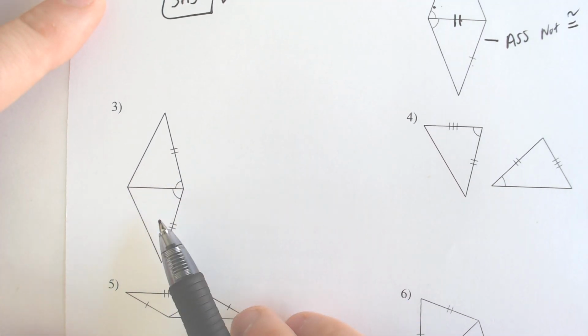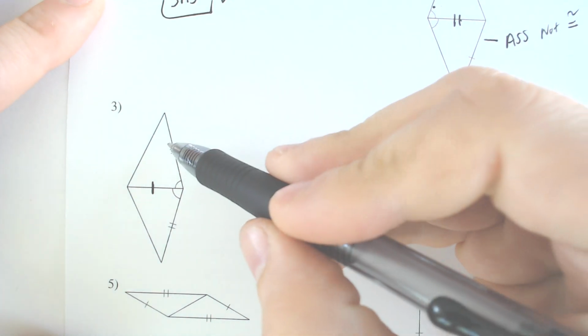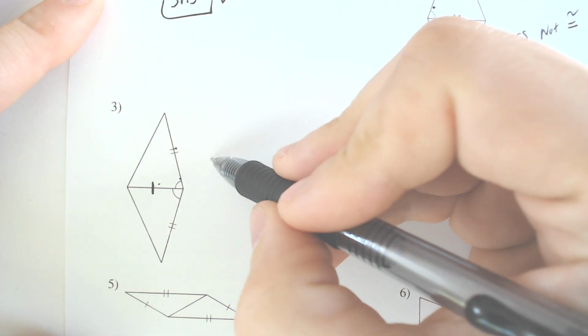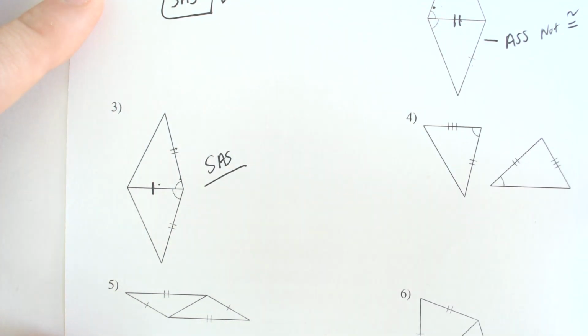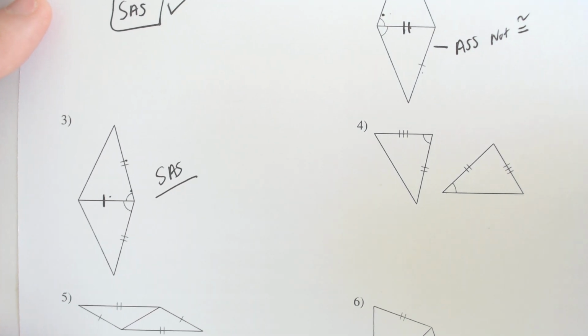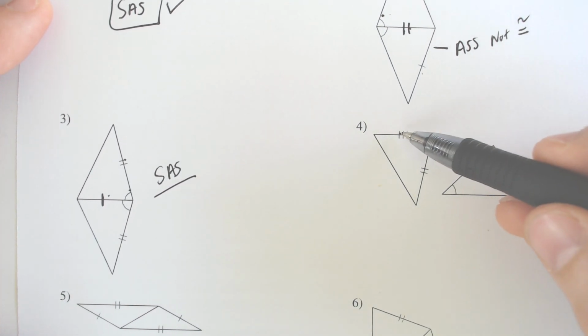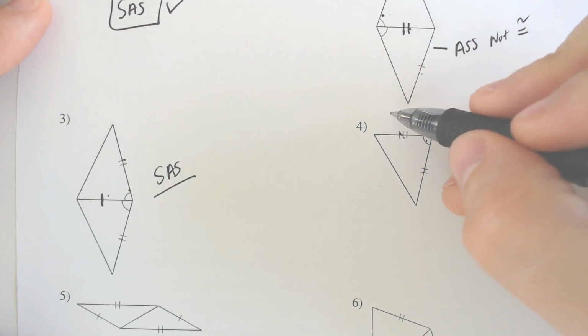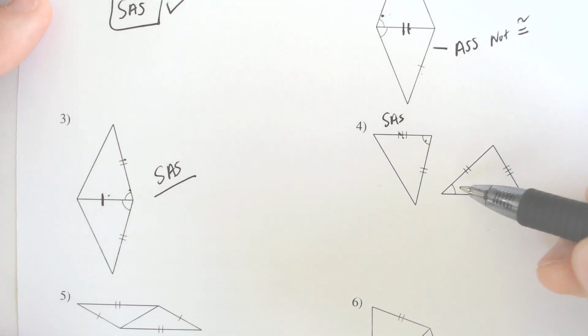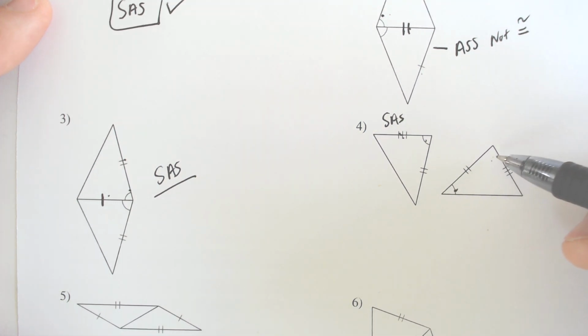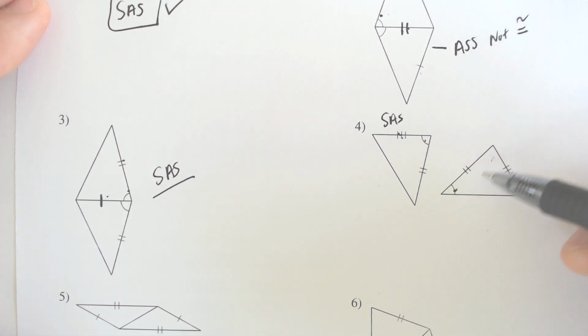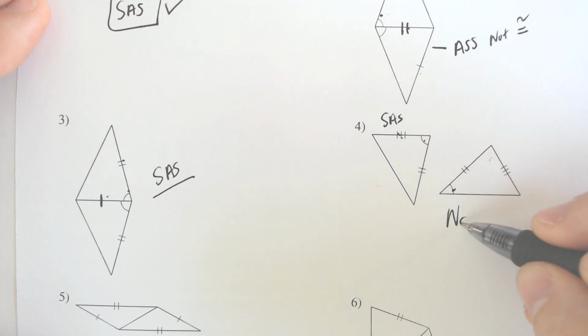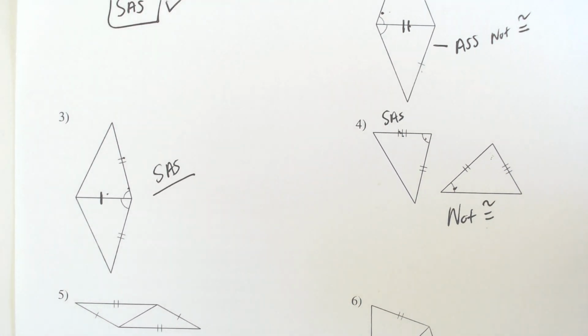Number 3, we've got a side, we have an angle in the middle, and then this shared side. We have a side, the angle in the middle, and the shared side. That to me is side, angle, side, everybody. On number 4, left triangle: side, angle in the middle, side. So far, so good. Right triangle: the angle is not physically in between, which means this one is angle, side, side, which means this is not congruent.